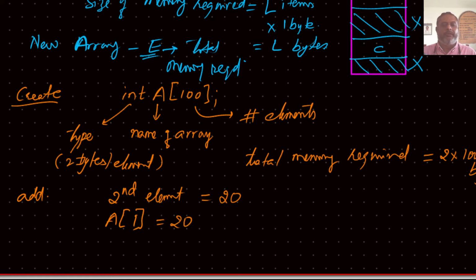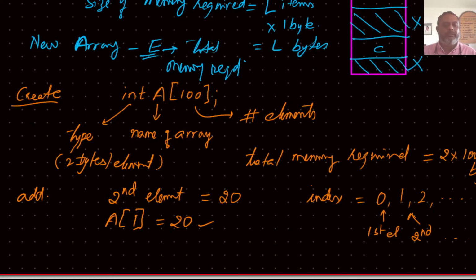Second element. So in C, the index starts from 0, so on. So that's our first element. That's our second element, and so on. So A of 1 will be 20. So that's how we can add into the array.